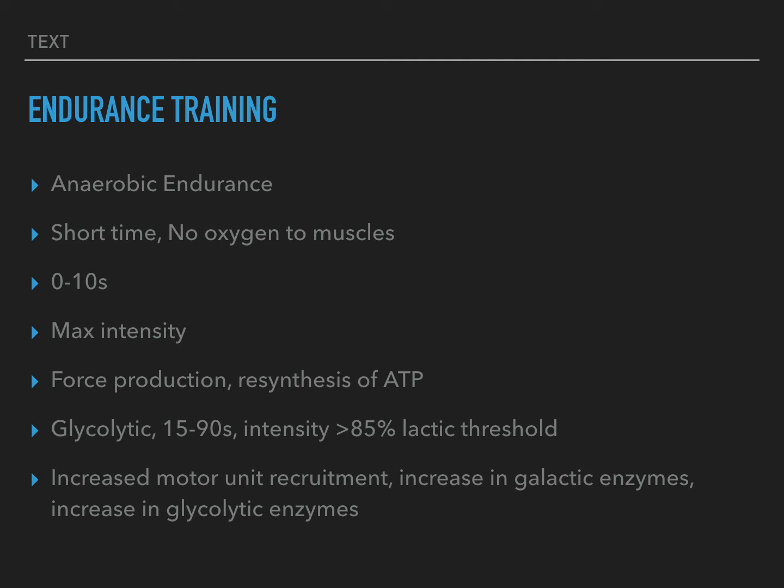Next up, we've got anaerobic endurance. So, yeah, in a nutshell, this is working for short periods of time and it provides no oxygen to the muscles because of this. You're working at maximum intensity and the duration you can expect to be anything from 0 to 10 seconds. The benefits of this are force production. So you think of things like your vertical jump, your squat, your deadlift, your bench, your one rep max. Because it's just one short burst, this would be known as anaerobic endurance.